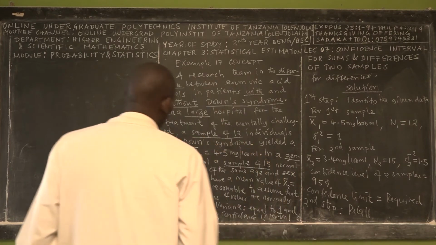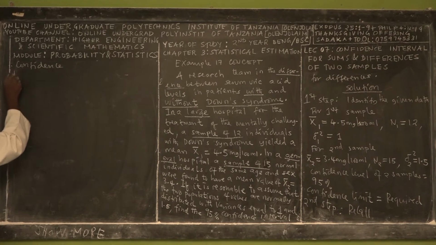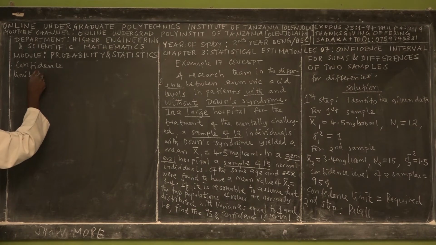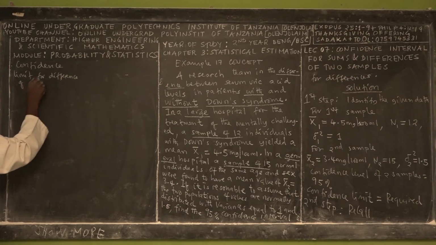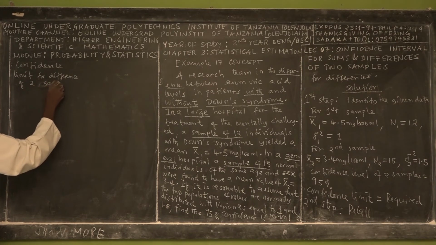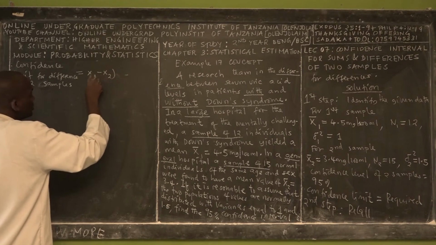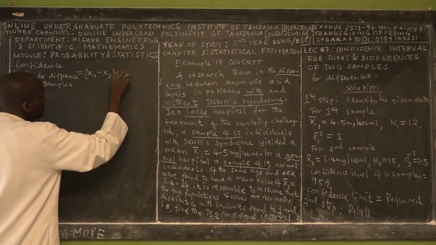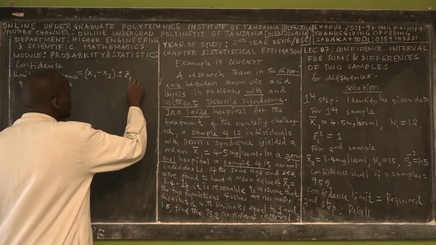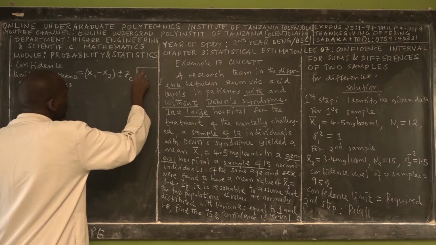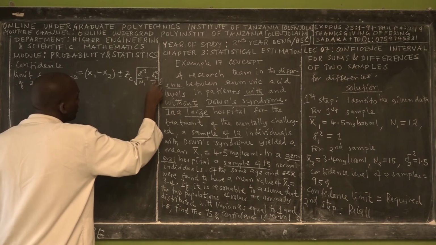So recall what I told you: the confidence limit for the difference of two samples is equal to x1 minus x2, plus or minus zc times the square root of variance 1 square over sample size 1, plus variance 2 square over sample size 2.